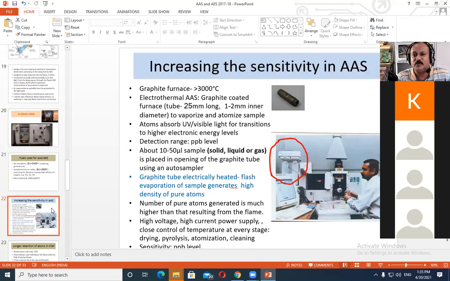Then, coming to another slide, that is how to increase the sensitivity. I told you that we can use the graphite furnace. There are some details given about the graphite furnace. I do not want to tell you everything about it because that is not essential for your examination, but just as information, the graphite furnace looks like this.